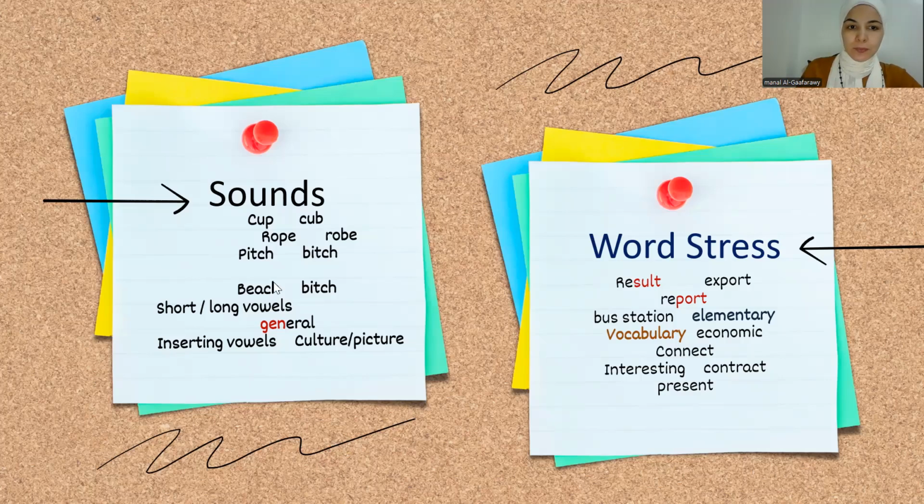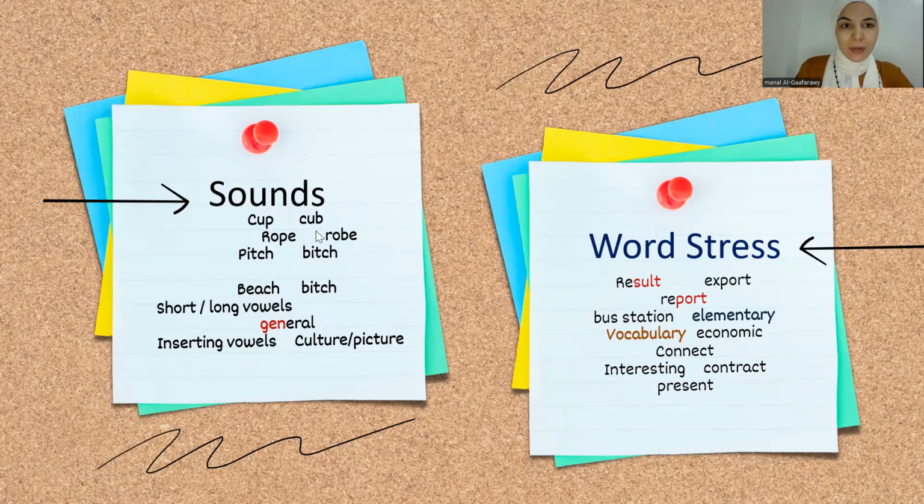So for example, beach, and the other word again, it has a short vowel. If you use the short vowel in place of the long one, you'll be changing the meaning, you'll be changing the consequences of your speech.